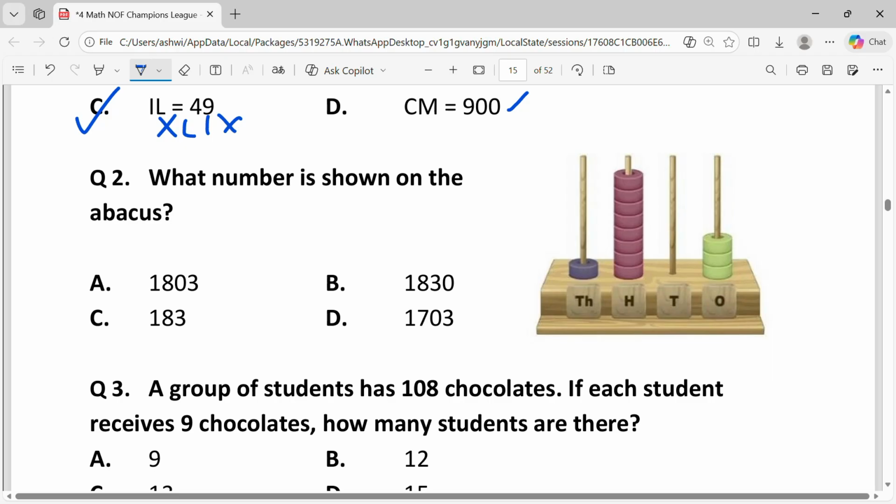Question 2. What number is shown on the abacus? From the abacus we can see there are 3 beads at the ones place, 0 at tens, 8 at hundreds, and 1 at thousands. So the number is 1803. That is option A.